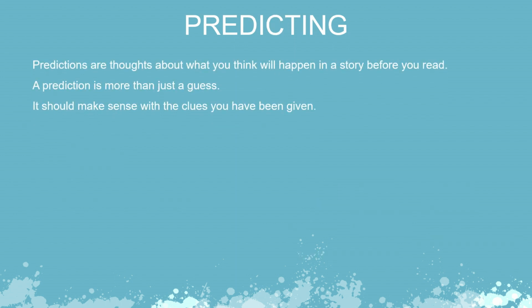And after you preview the text, you predict. Predictions are thoughts about what you think will happen in a story before you read, or maybe what you think will be in the text. A prediction is more than just a guess. It should make sense with the clues you have been given. Where do we have the clues? The clues are stated everywhere in the text, from the title, from the layout, from the length of the text, or maybe from the author of the text.